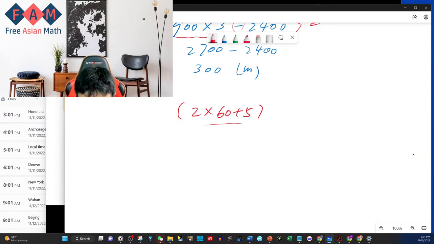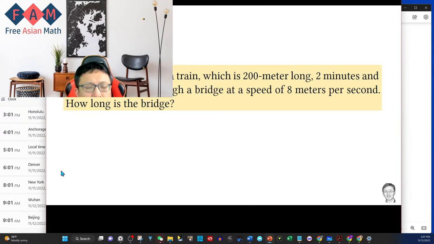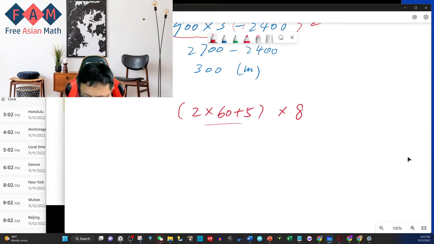So we know this is the speed, the time. We multiply that by the speed, so times 8, because the speed was given to us in terms of meters per second, not per minute. That's exactly why we were doing this conversion in the first place, to get the time in seconds, not minutes and seconds. Okay? So what did we get just now? Well, just like last time, time times speed, that's the distance the train traveled.